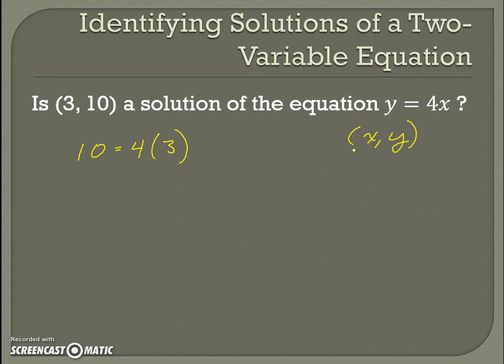It's confusing because if you look at this equation right here, oftentimes equations are written with the y first, so y equals then x. Be careful because ordered pairs are written like this, x, y. So here I have 10 equals 12. That is not a true statement, so we'd say no with an exclamation point.